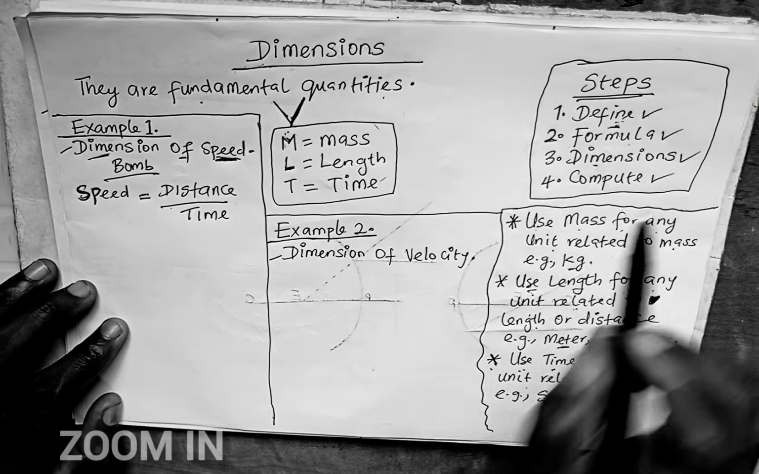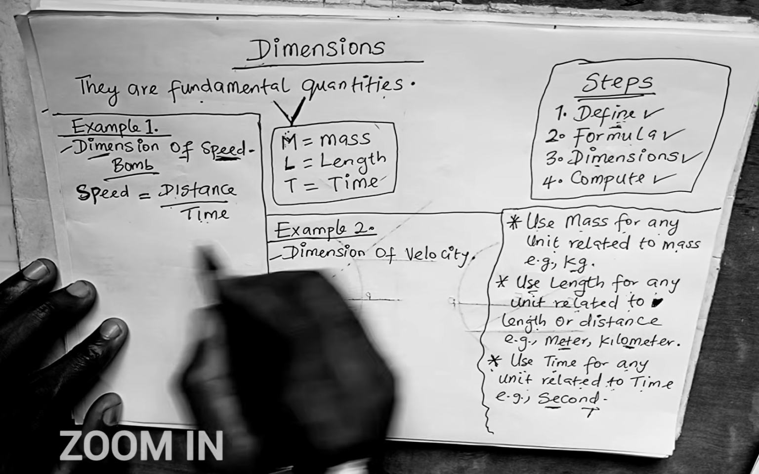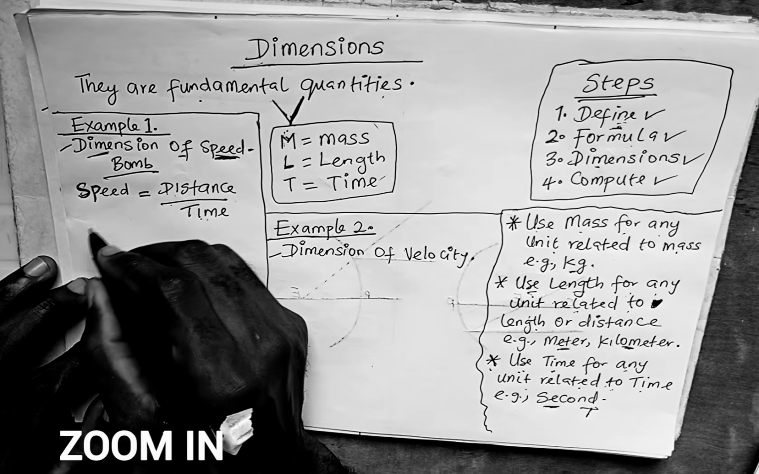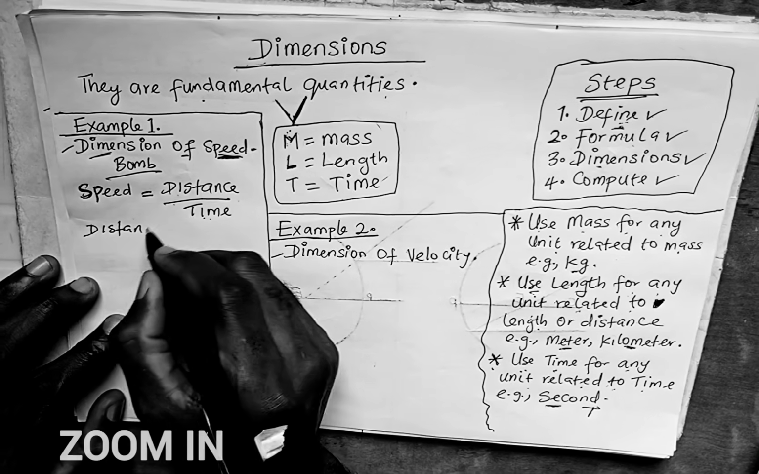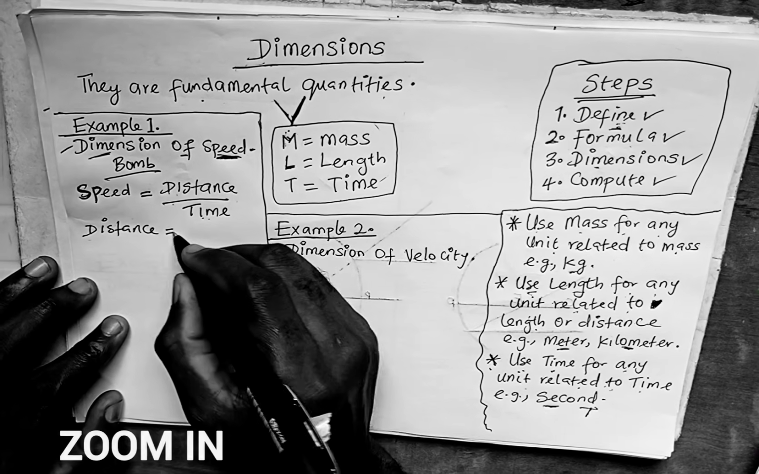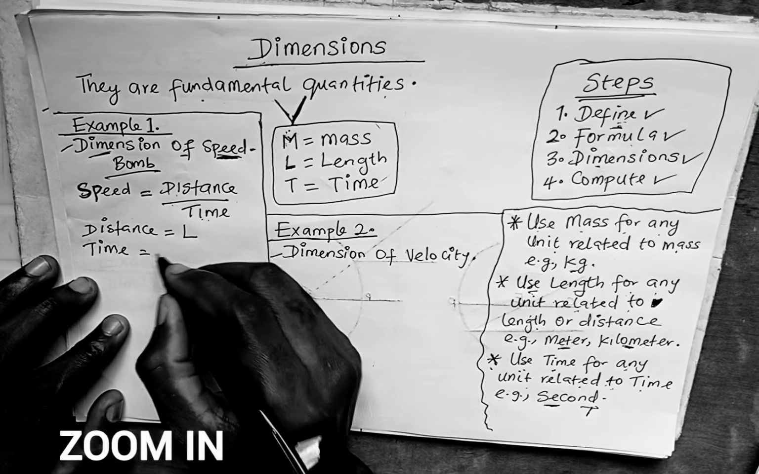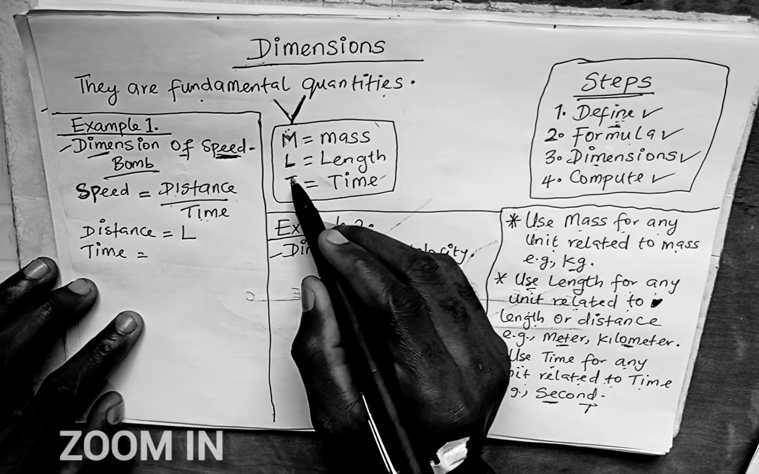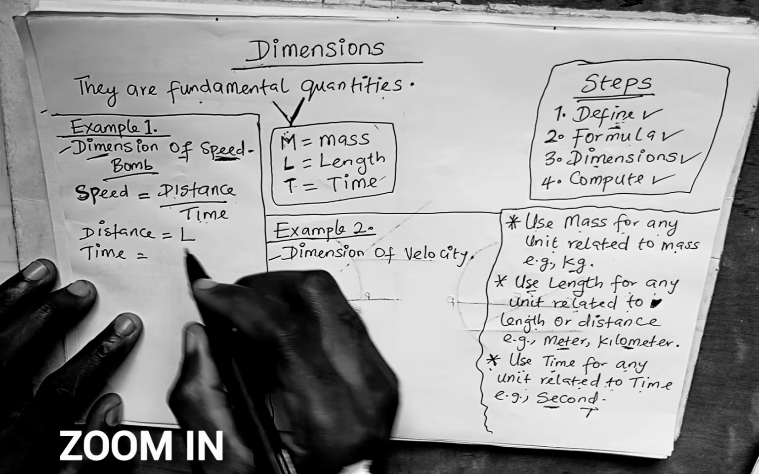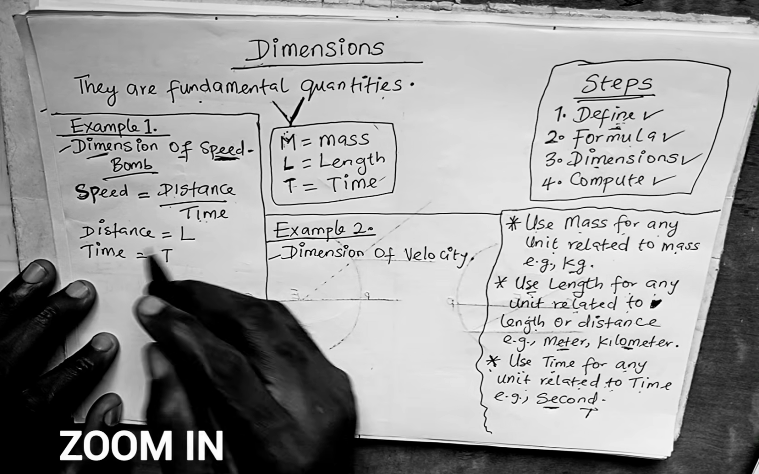So what are we going to do now? We have to write out the dimensions of distance and time, converting them to these fundamental units. Distance is related to length, so we are going to use L. Time is related to time, I know you know it already. It's even represented with the fundamental unit here as time. So we use T.